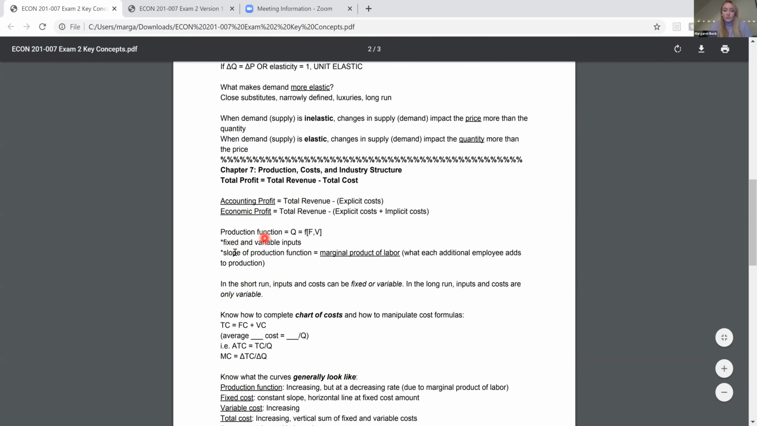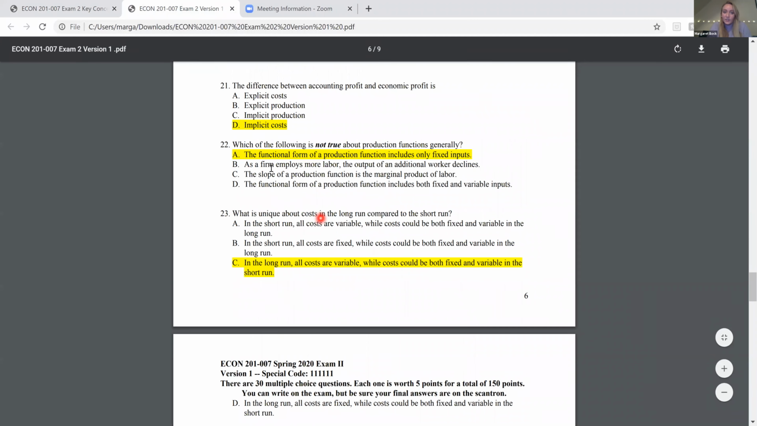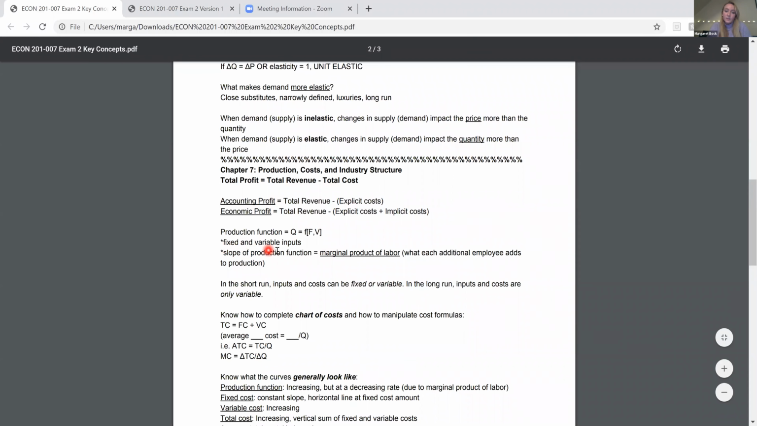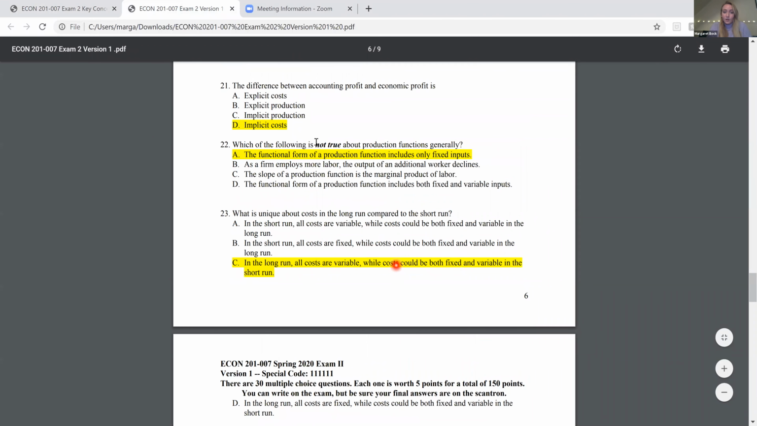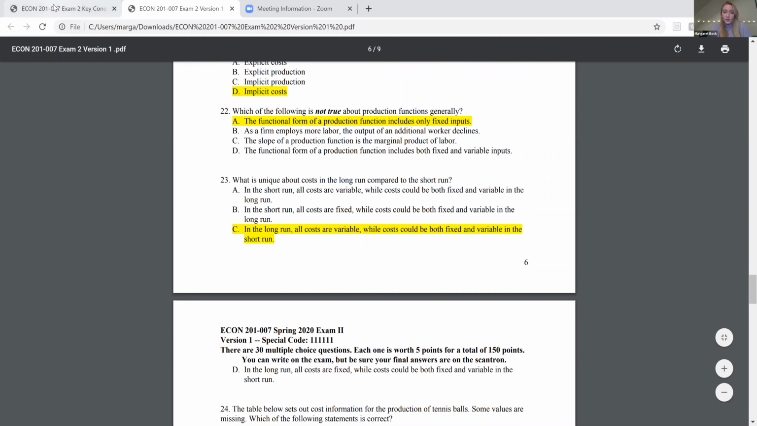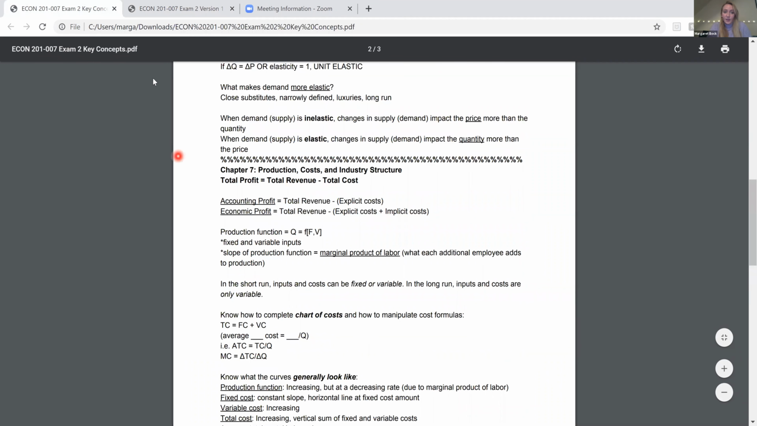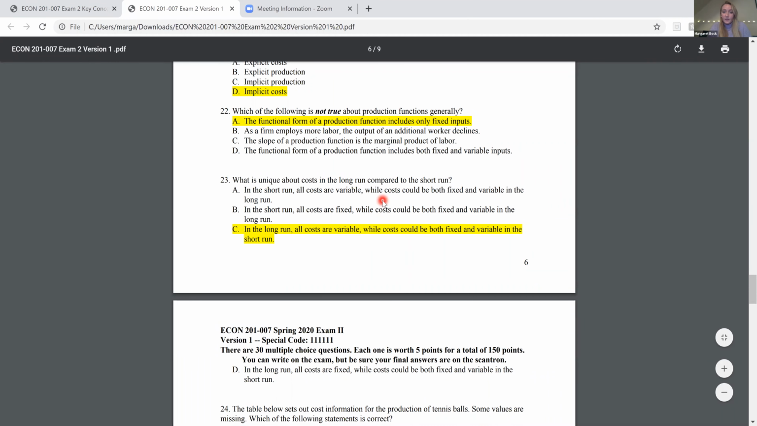So the production function includes both fixed and variable inputs, and the slope of the production function is the marginal product of labor. So for this specific question, which of the following is not true? The functional form of a production function includes only fixed inputs. And we found from the study guide that it includes both fixed and variable inputs. And all of these others are true based on this little blurb here on the study guide.